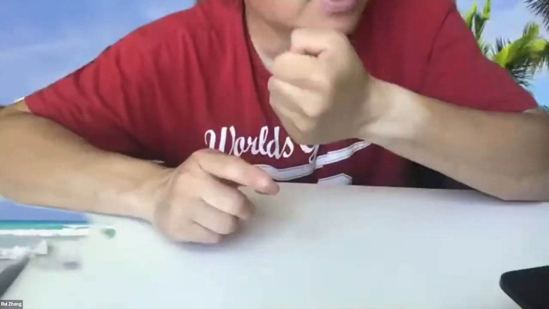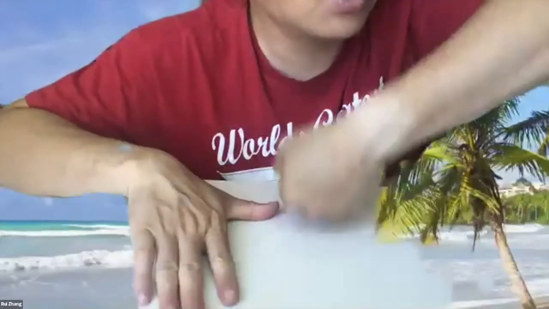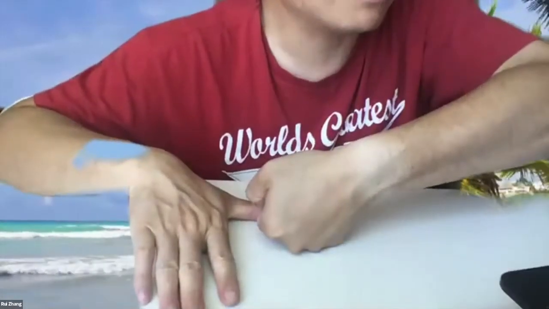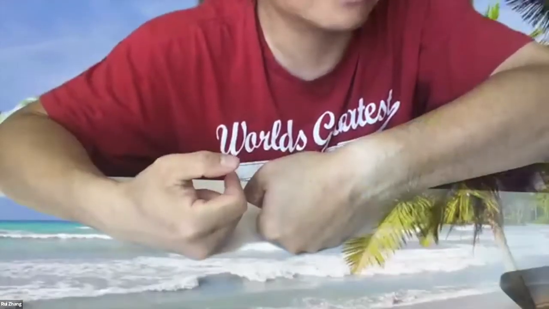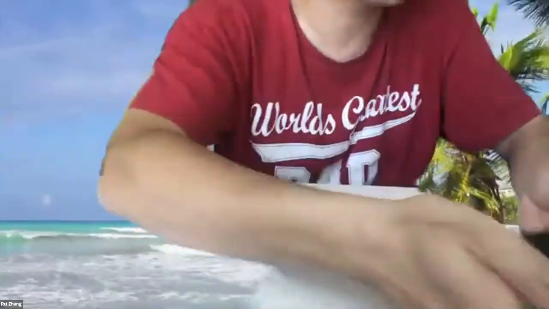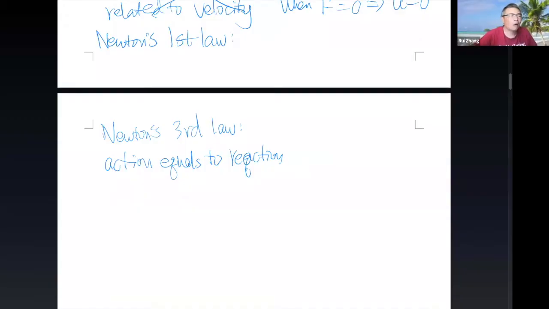In this case, my fist is generating an action, or a force, on the table, while at the same time, the table generates a force back on my fist. So that's the action and reaction. Let me start sharing the screen here before I forget. So you guys can see the screen right now, right?